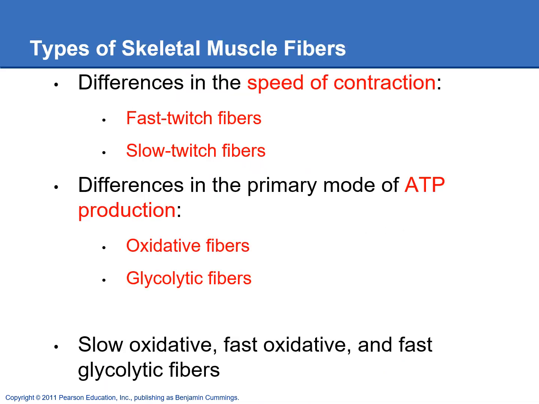There's two different ways to classify skeletal muscle fibers. So we can look at the speed of contraction. There are fast twitch and slow twitch muscle fibers. And then we can also classify them based on the way they make ATP. So there's either oxidative fibers or glycolytic fibers. So if we put those terms together, we end up with slow oxidative and fast glycolytic fibers.